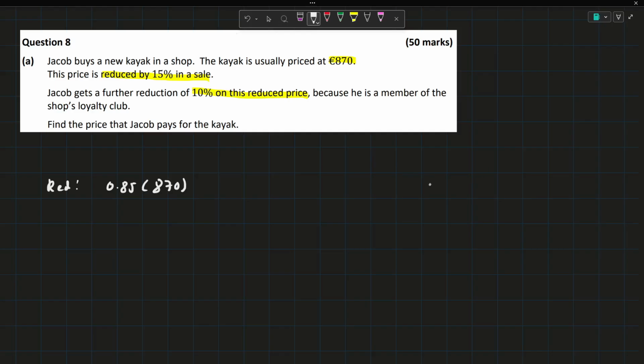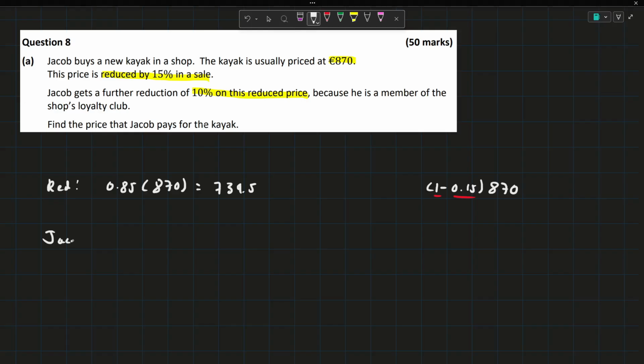And another way you can think about that is it's 1 minus 0.15 times 870. So it's the original price, which is the 1, take away 0.15 of the price, and that's basically where the 0.85 comes from. And when you put that into your calculator, you get 739.5. Now, remember that Jacob gets a reduction of 10% on the reduced price.